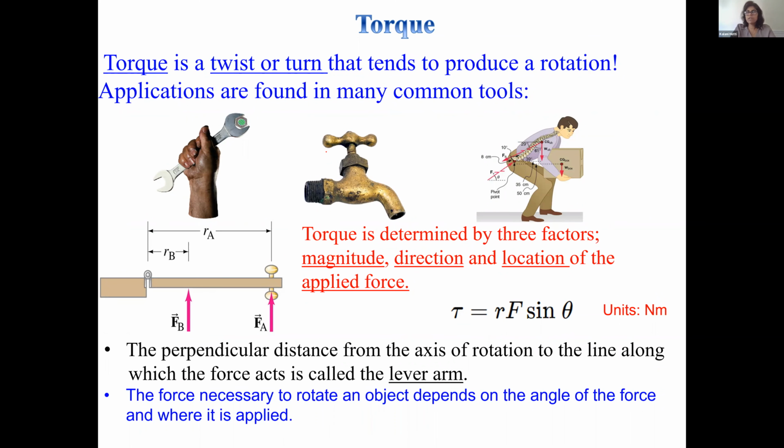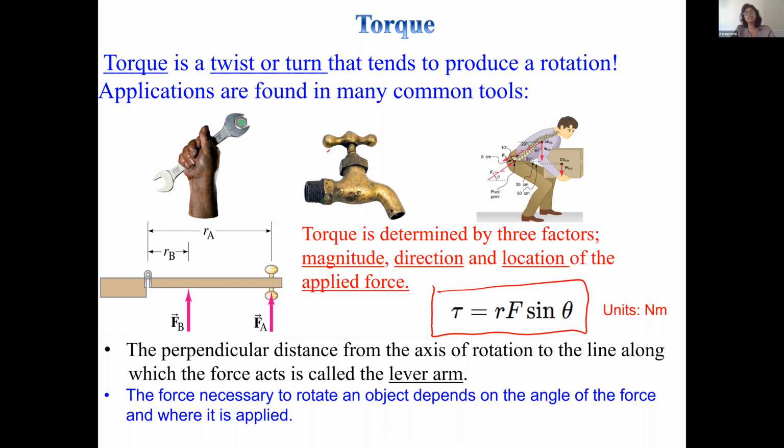So torque is basically rotational force. Torque is a twist or turn that tends to produce rotation. That is called torque, and we have many applications and tools that we use in everyday life. Okay, so now how do we calculate this? Torque is a rotational force, which means it is a vector quantity, so there should be a direction and a magnitude. The magnitude of the torque can be calculated using this formula.